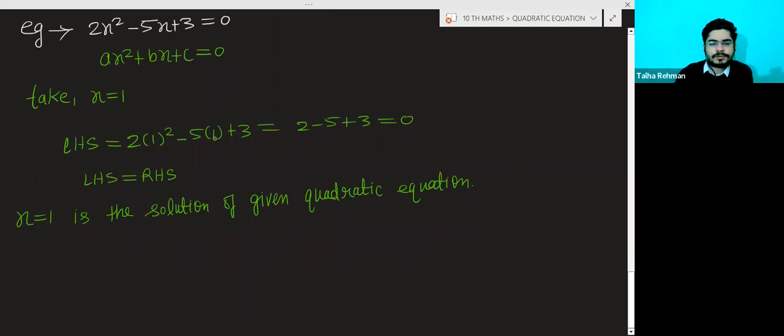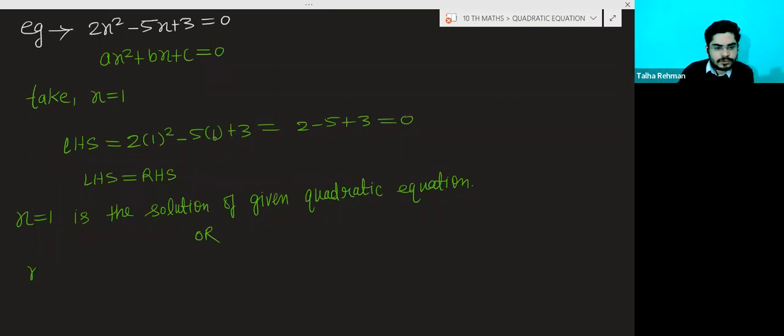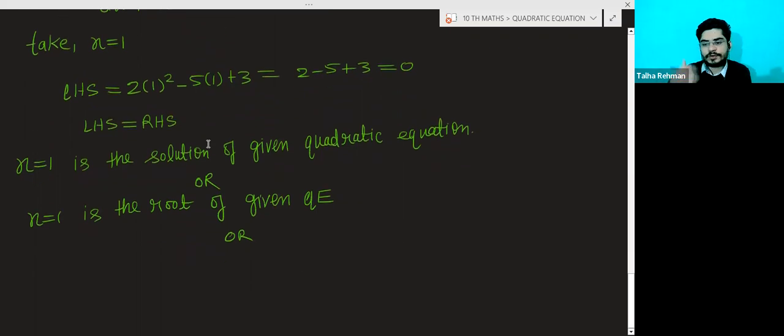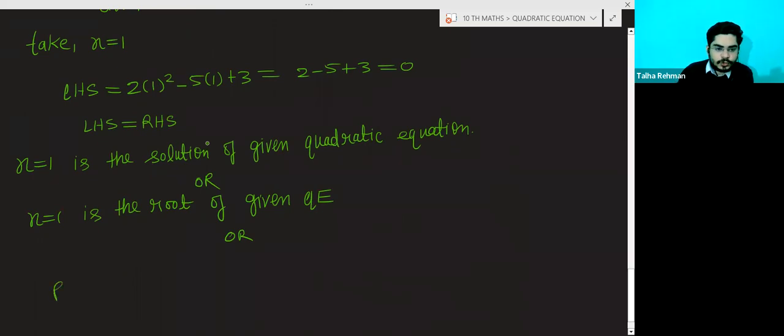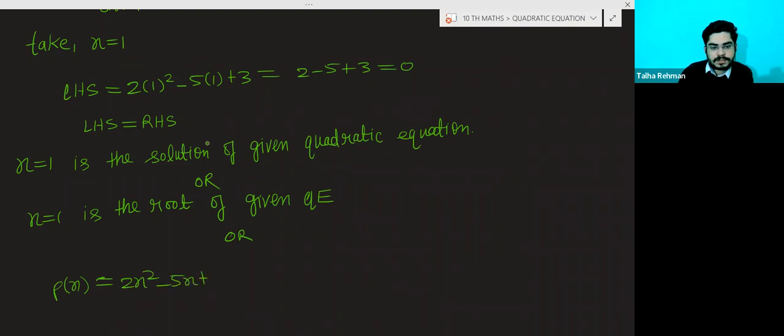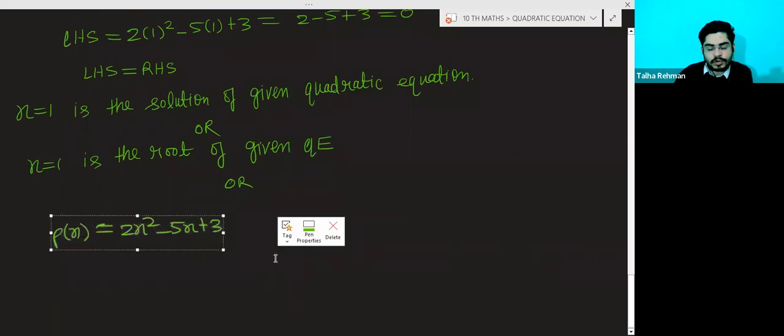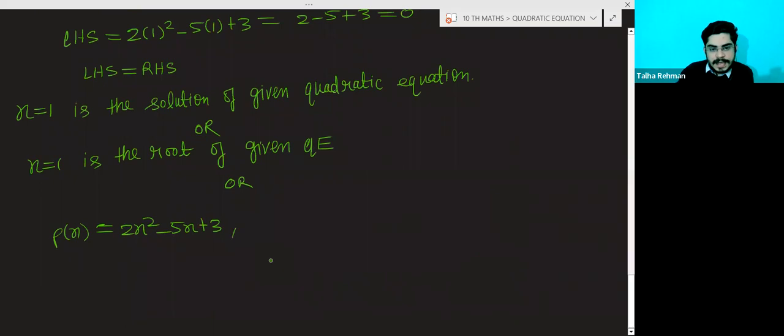And the solution of the quadratic equation is also known as the root of the given quadratic equation. If I am talking about the quadratic polynomial, what will be the quadratic polynomial of this quadratic equation? It will be 2x square minus 5x plus 3. So we can say that for this quadratic polynomial, x is equal to 1 is the zero of this quadratic polynomial.